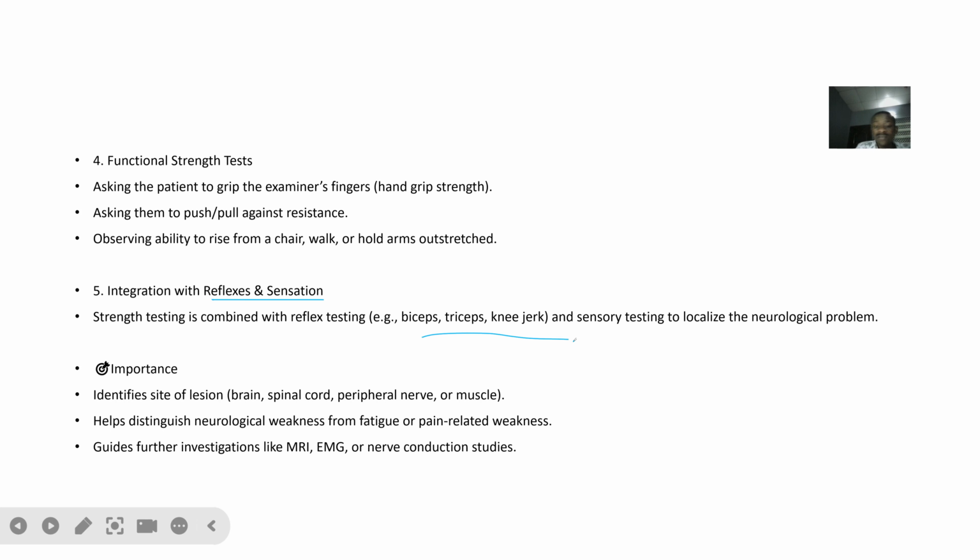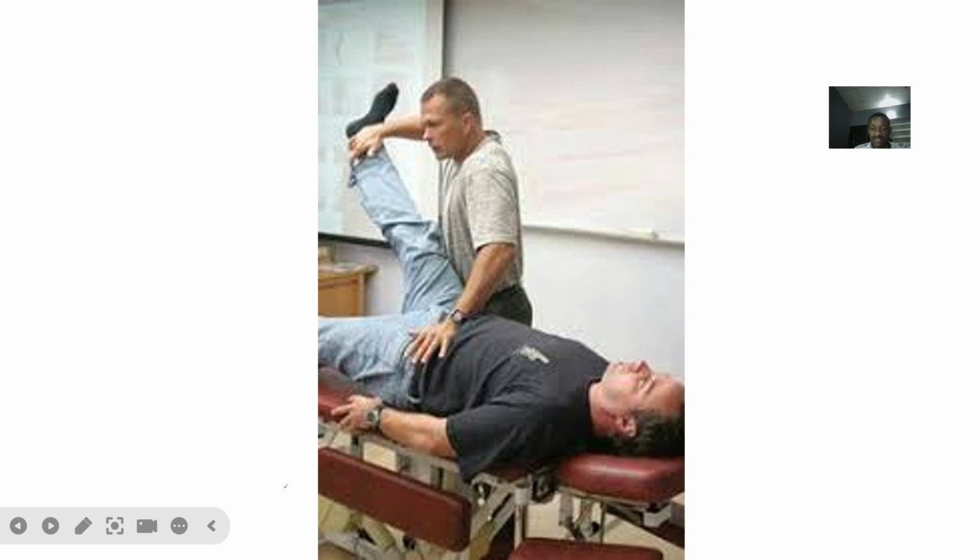So the importance is that you can pinpoint where the issue is coming from, and you can know if the muscle weakness is from a general issue or from a nerve-related issue. Different things. You can hold their leg like this, ask the patient to bring their leg down and see how much strength they have.